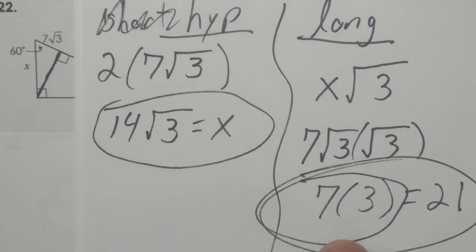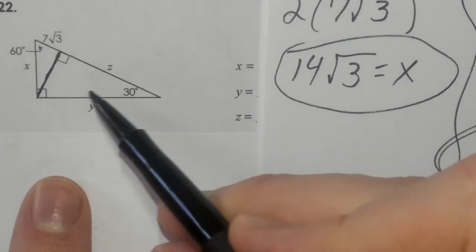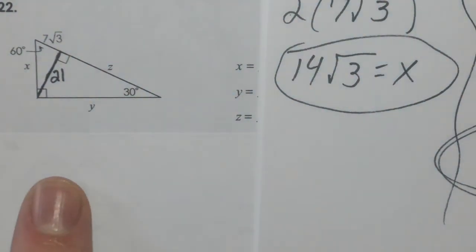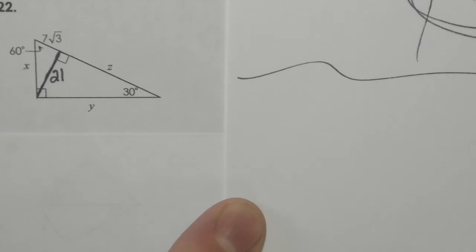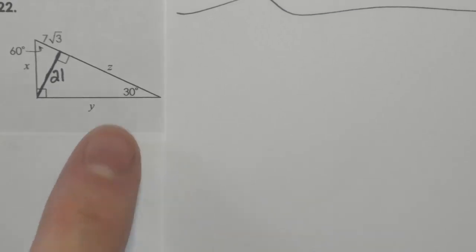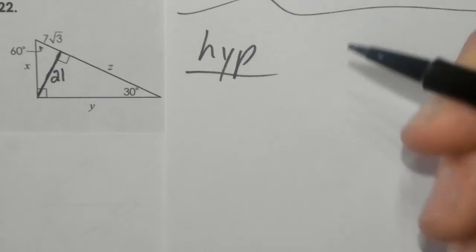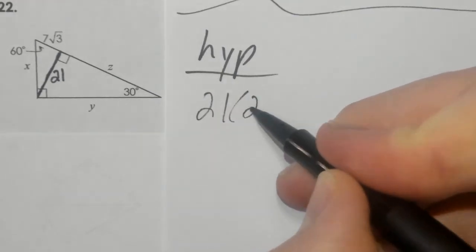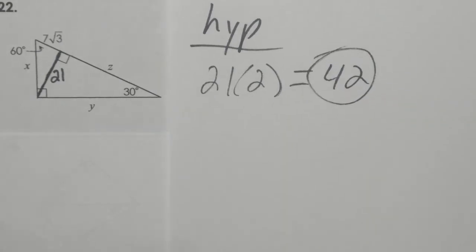Now, the long leg we said is 21. Remember that the long leg is also the short leg of this other triangle. So this is 21. Okay, which makes solving the next one really, really simple. So for the next triangle here, the easiest part would be the hypotenuse. For the hypotenuse, we just double the short leg. So short leg times 2 is 42. So the length of the hypotenuse is 42. All right, that was simple.